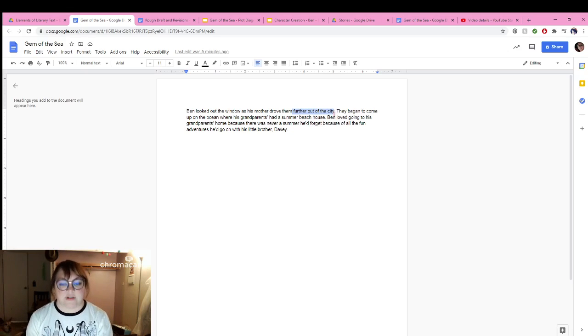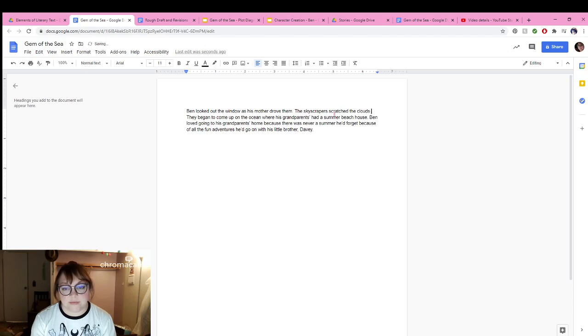What if I change this? Instead of further out of the city, I said, the skyscrapers scratched the clouds and slowly shrunk into farmhouses that whispered secrets to the trees. And then another sentence, the trees began to wane out to flat grassland that waved at me and slowly waved at the ocean.